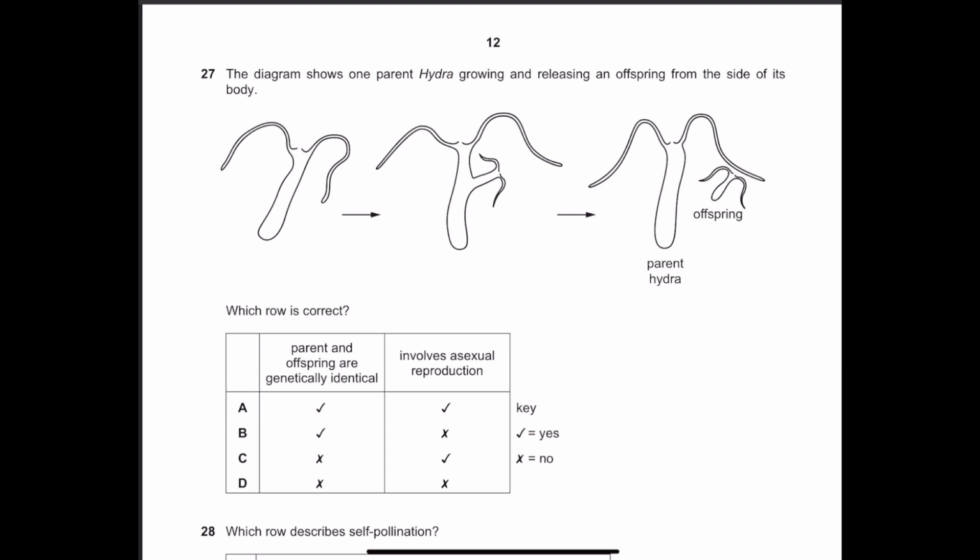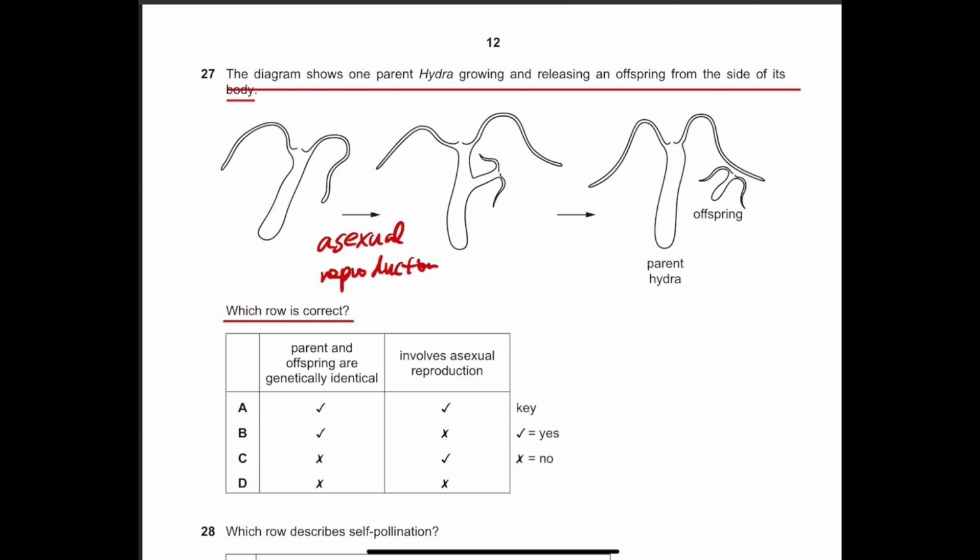Number 27. The diagram shows one parent, Hydra, growing and releasing an offspring from the side of its body. So which row is correct? So it looks like this Hydra is going through asexual reproduction.